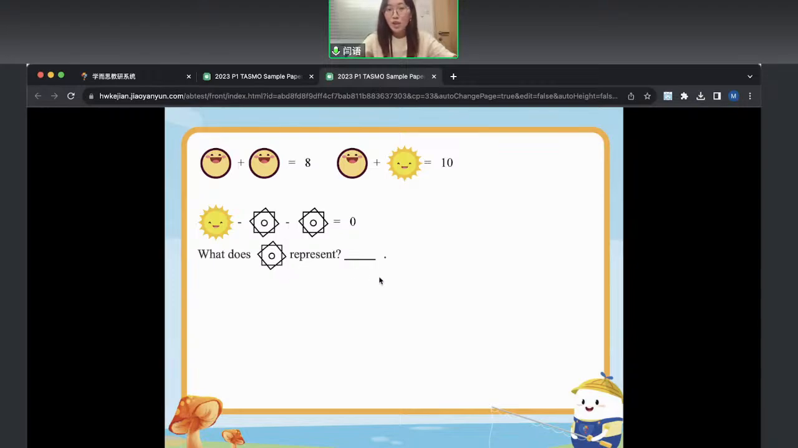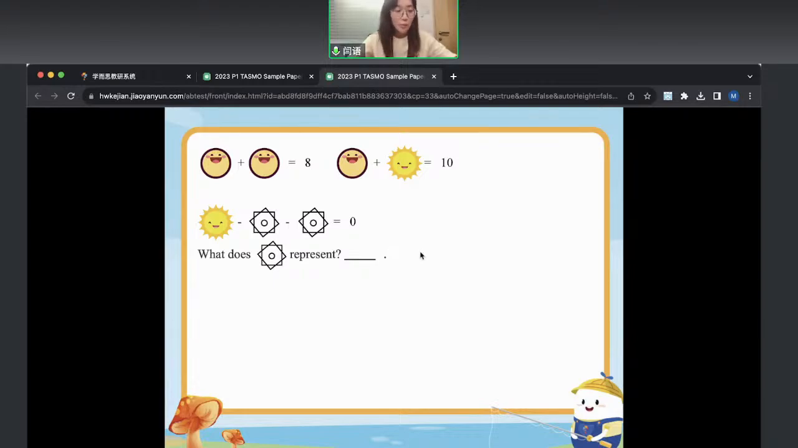Where should we start from? Think about it, everyone. Where should we start from? Do we need to start from the sun? Or do we need to start from the special shape? Or do we start from the smiling face? Where should we start from? It is super important. Okay, so here, everyone, let's have a look.